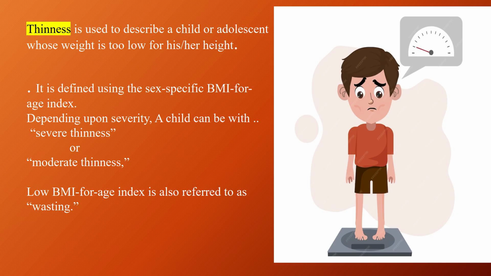Depending upon the severity, or the physical characteristics, thinness can be of two categories: severe thinness and moderate thinness. Both are categorized by calculating the BMI for age index. This is very important because the BMI for age index will directly tell you whether the child has undergone wasting or not.